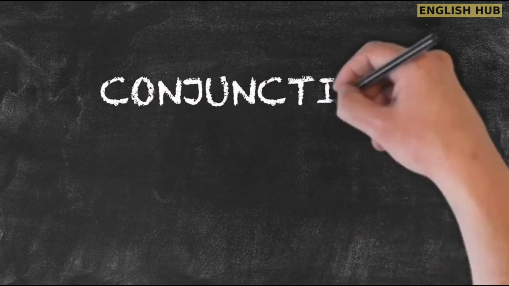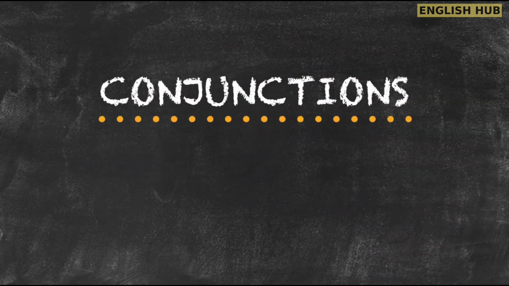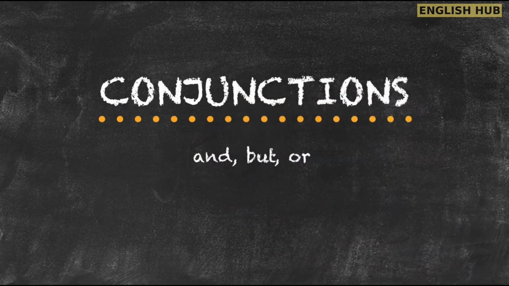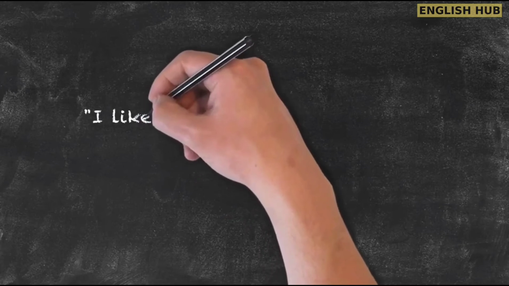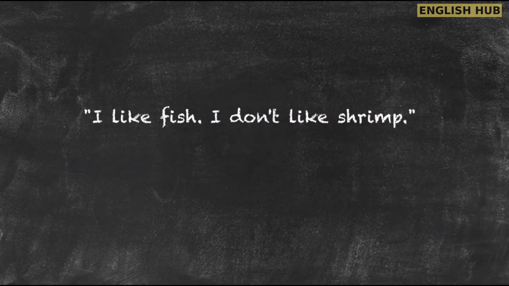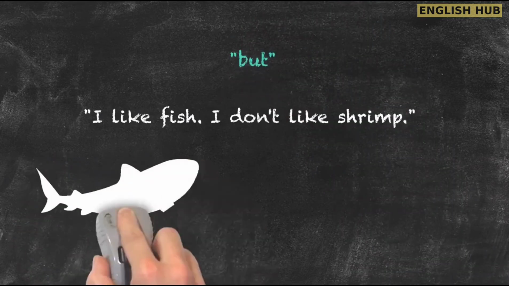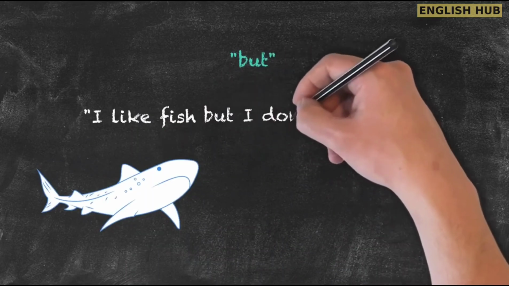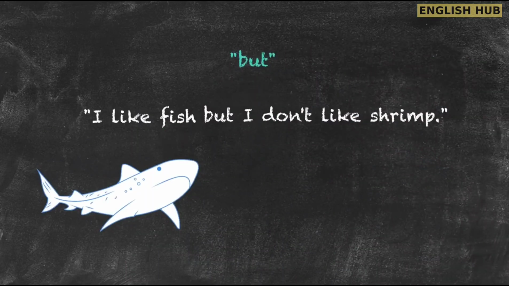And finally, let's take a look at our conjunctions. Conjunctions are linking or joining words. For example, and, but, and or. Take these two sentences. Independent clauses. I like fish. I don't like shrimp. We would use but in here, and we could easily make one sentence. I like fish, but I don't like shrimp.